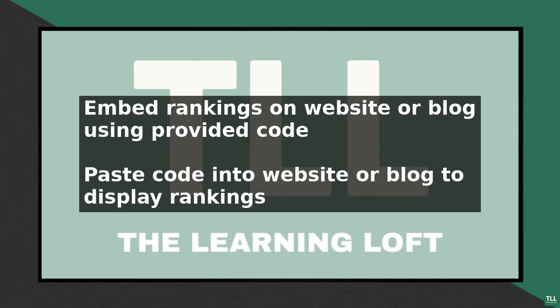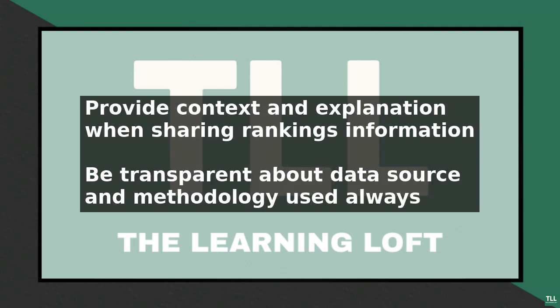Best practices for sharing Best Places neighborhood rankings include being transparent about the source of the data and methodology used to determine the rankings. You should also be clear about any limitations or potential biases in the rankings. Additionally, consider providing additional information or insights to help your audience understand the rankings and what they mean.